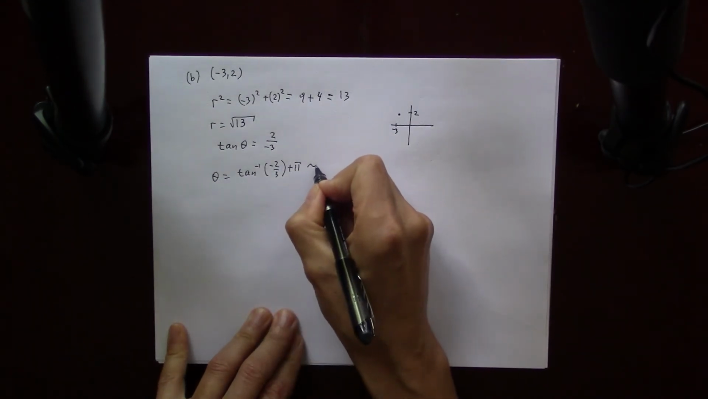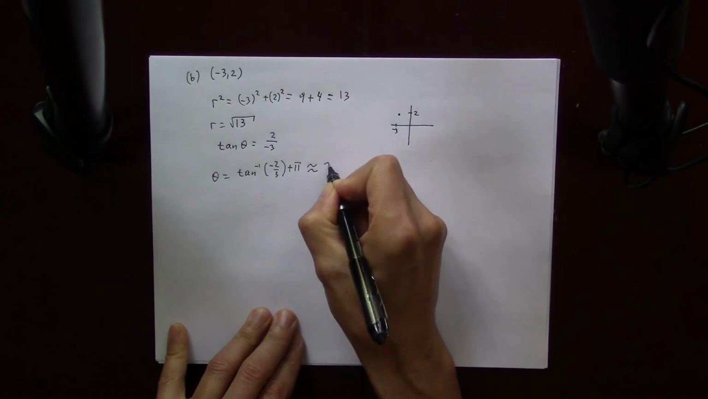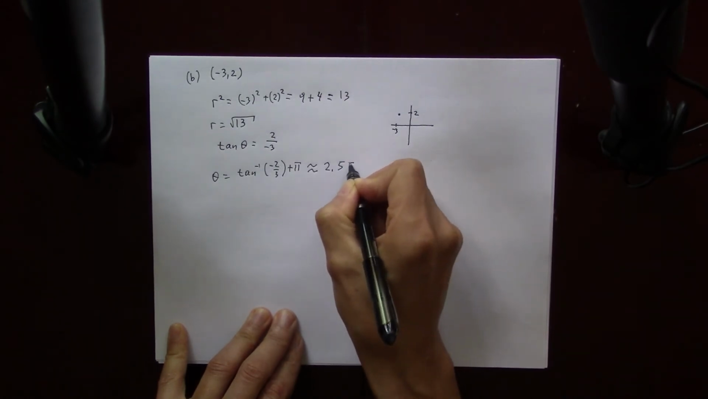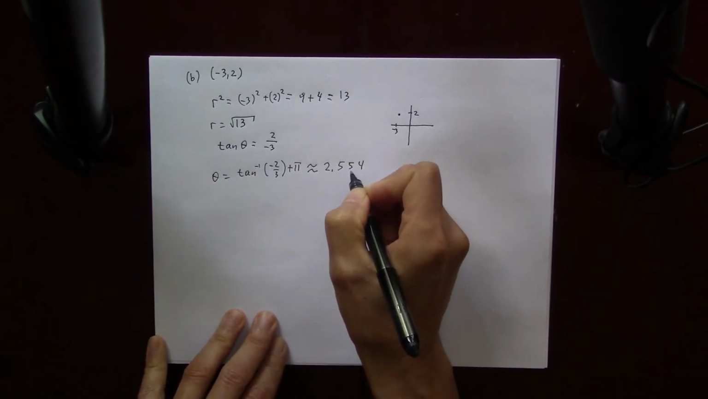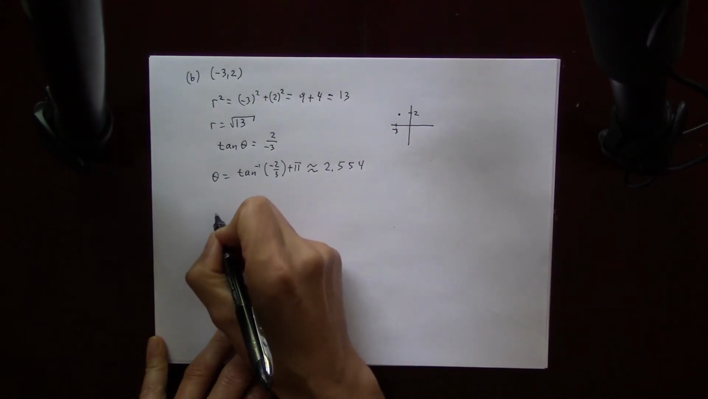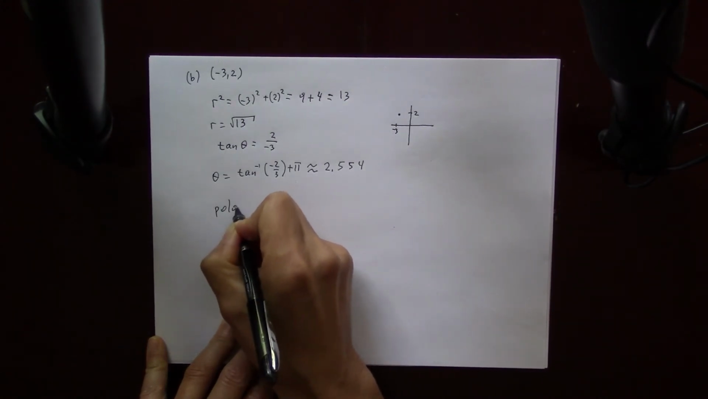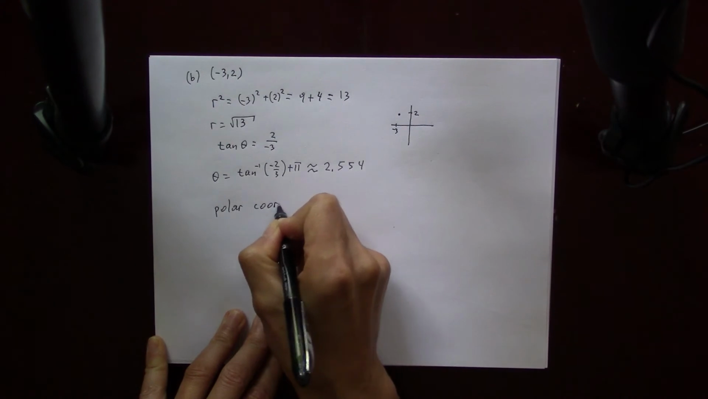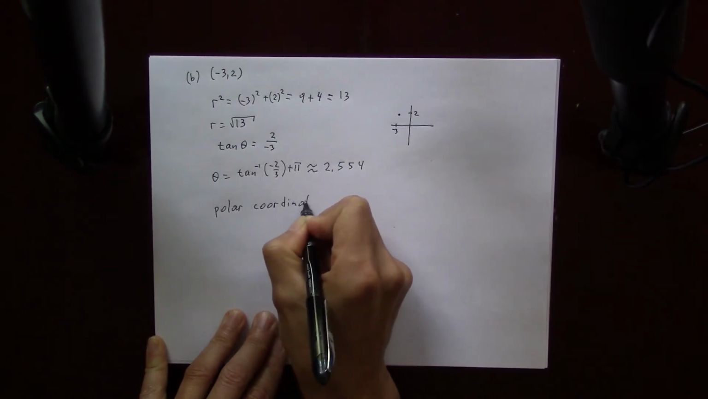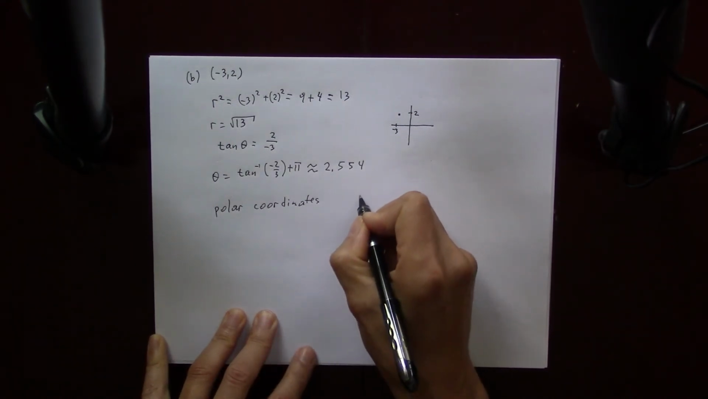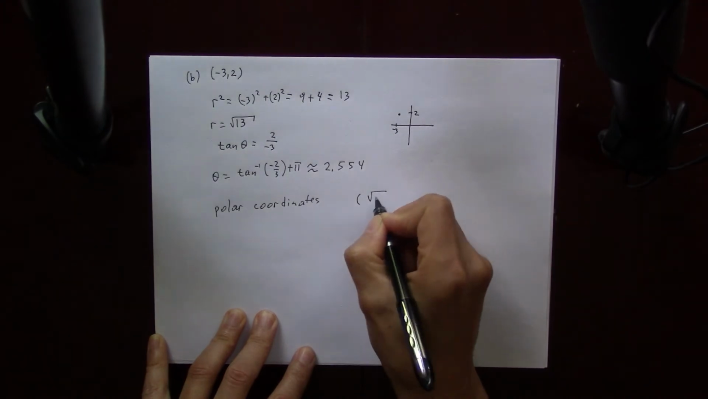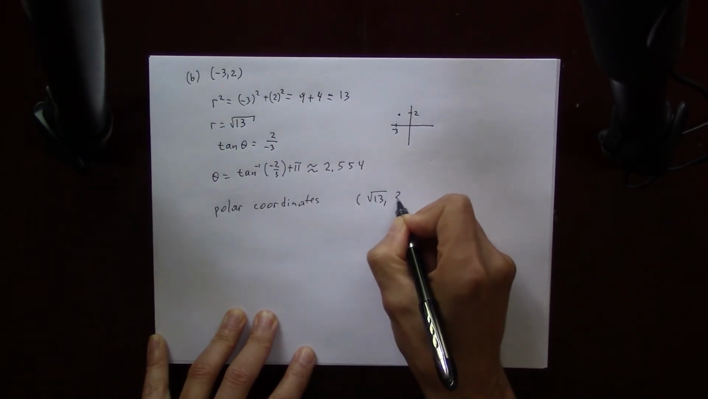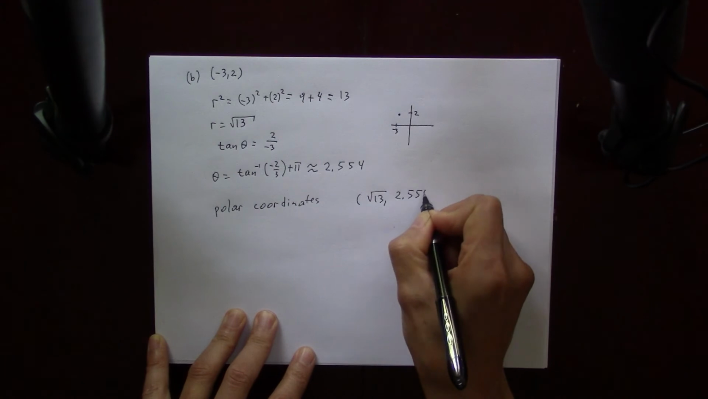We use a calculator to approximate that expression, so it's 2.554. So the answer for this problem is that the polar coordinates are going to be r equals square root of 13 and angle equals 2.554.